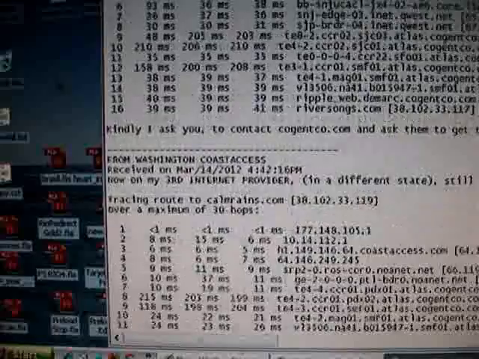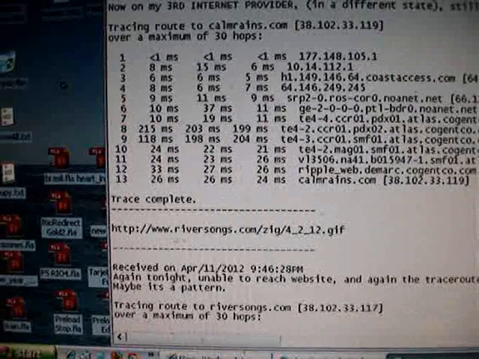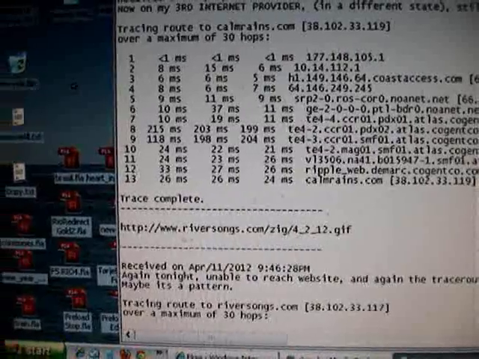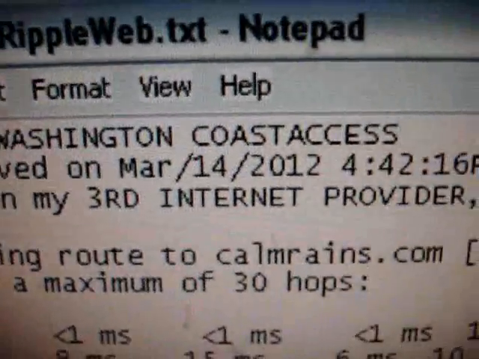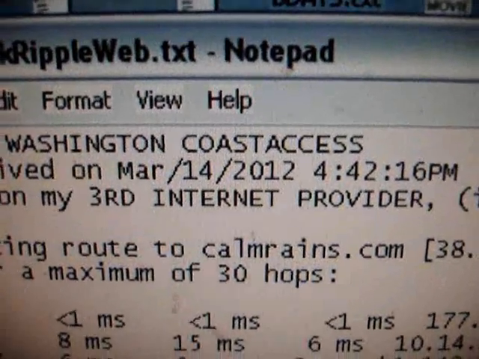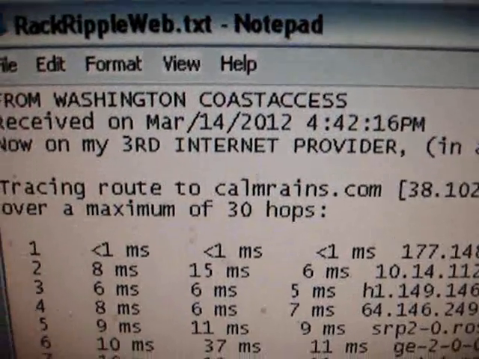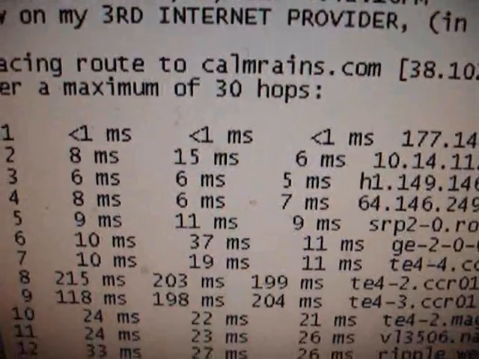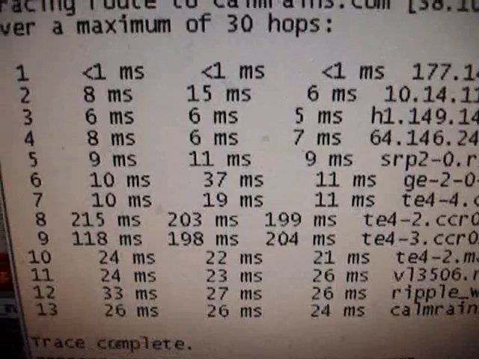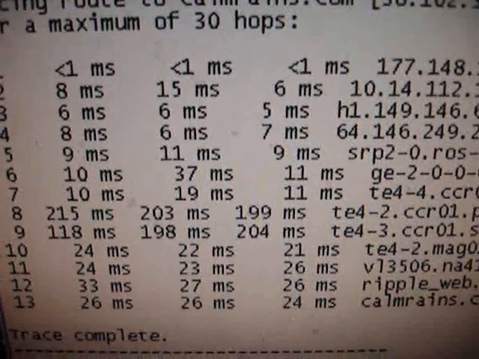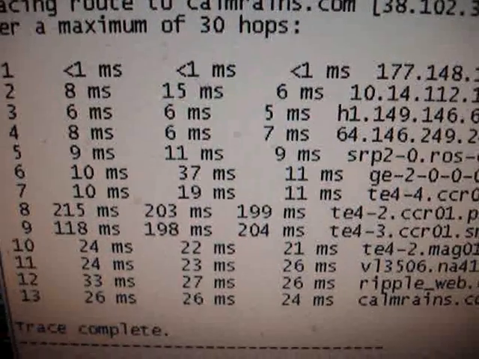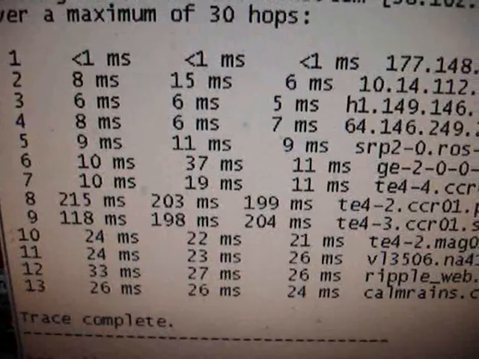Then I moved and went to Washington, off the coast in a place called Ocean Shores, where I had internet access with Coast Access. This is on March 12th, 2012, where I was having the very same problem. I just decided to go ahead and log it in. And here we go. Okay, look at that, 8 and 9. I can't access the server. So I'm doing this trace route because I can't access the server. Right? And this is how it comes up.